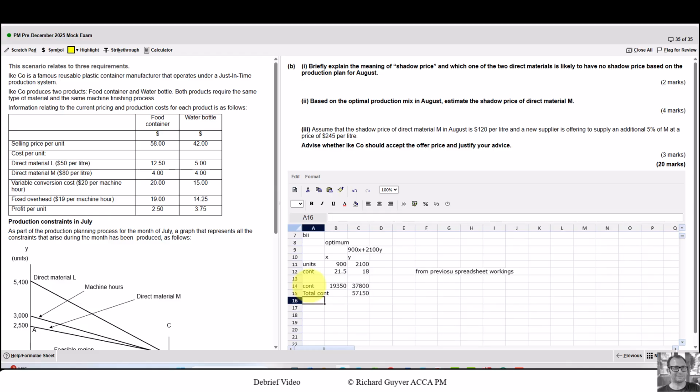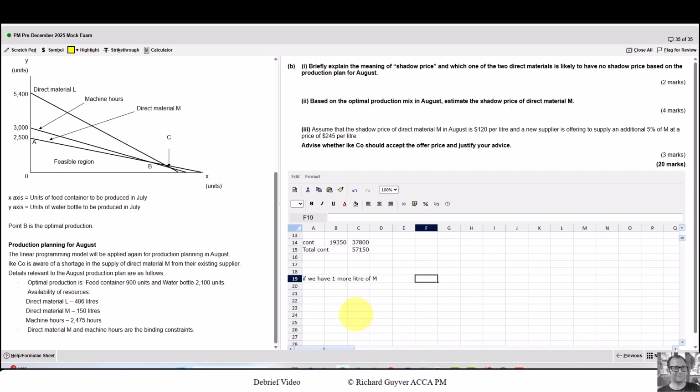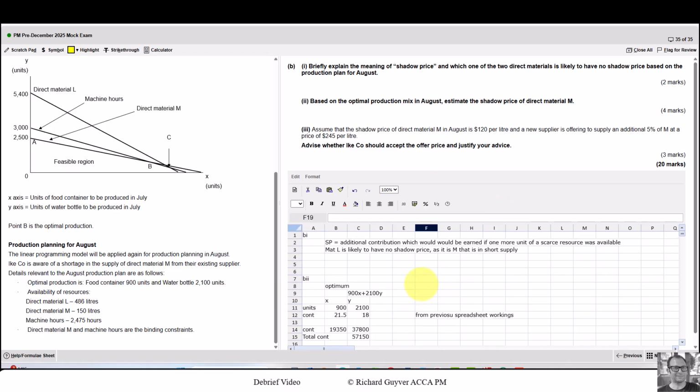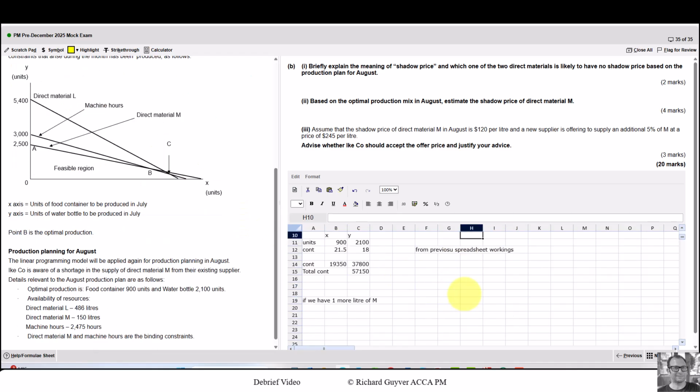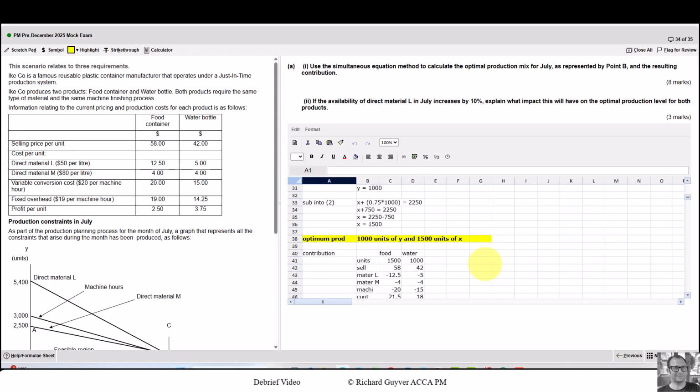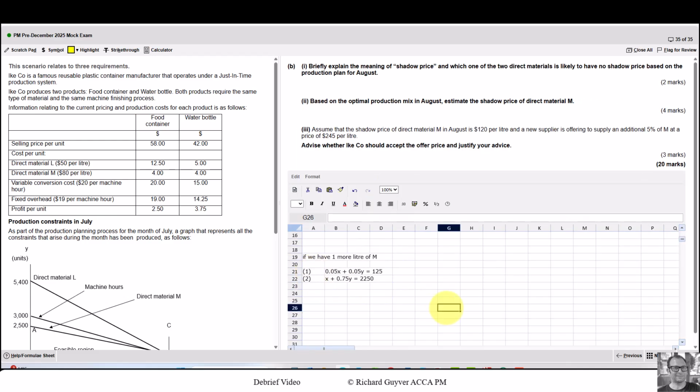contribution. Okay, so what happens if we have 1 more litre of M, which is, remember in our shadow price definition, additional contribution if we could get 1 more unit, and the units are measured in litres. So we now need to get our simultaneous equations from the previous spreadsheet, which is a little bit of a pain because we have to go back and forth. But I did manage to copy and paste them.